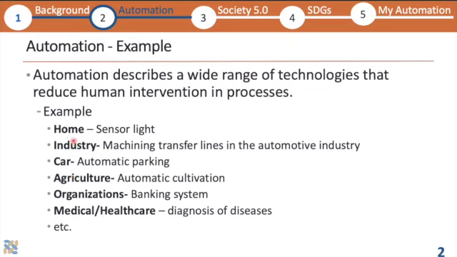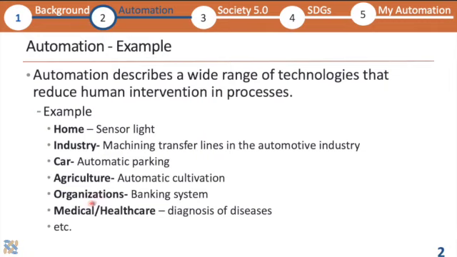There are a lot of examples. At home, we have the sensor light. In industry, we have the manufacturing line of the automotive industry, where a robotic hand or other equipment does some work. We have the automatic parking in cars. In fact, nowadays we have automatic driving in some countries as well. In agriculture, we have automatic cultivation.